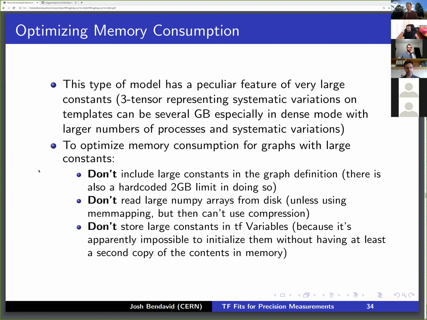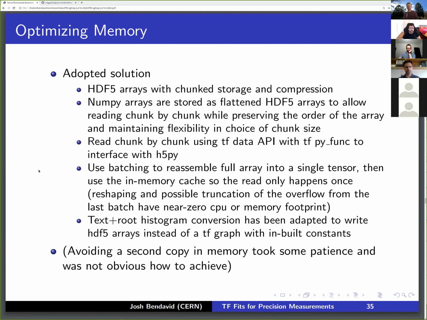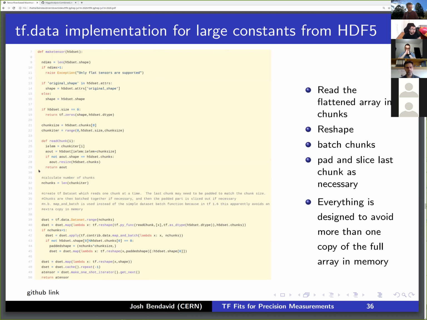In particular, these models have large constants, which are several gigs in size. So what we do is pre-compute them and store them in HDF5 arrays with chunked storage and compression, flattened, and then we read them back during the graph construction using the TF data API, with quite some care to avoid having two copies in memory. Again, you can see the implementation here. It's straightforward, but it uses interesting bits of the TF data API to read this back and critically avoid an extra copy in memory. I have the GitHub links for all of these things go to the specific code blocks, of course.